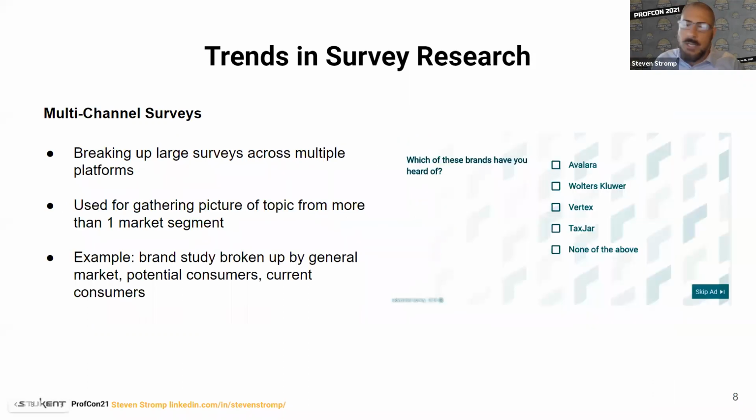The next one I wanted to talk about was multi-channel surveys. Here we're also breaking up surveys into smaller parts, and we start to see this is really a theme in recent years, right? One question surveys are now the norm across a lot of platforms. Attention spans are short, everything is mobile. So it's difficult to send potential respondents a super long survey as we may have done 10 years ago.